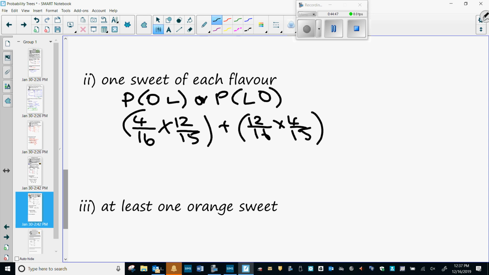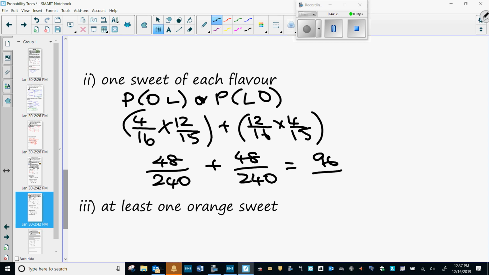So 4 times 12 is 48. So we just know our denominator is 240. We just had that discussion. And that's 48, and so we've got 96 over 240. Can you see how easy it is, once you've got your denominator, to not bother using your calculator to do this? Because we don't have to simplify it.